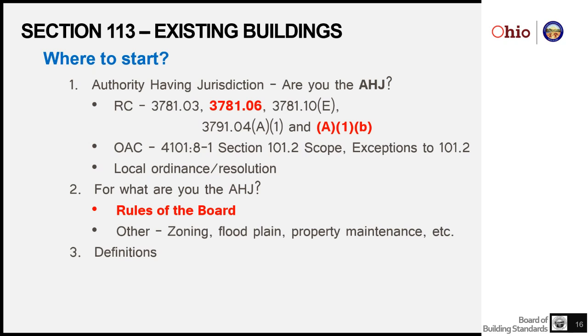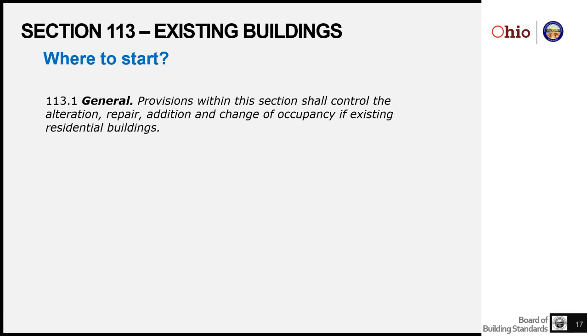So once again, we get back to, if it is a residential building, a 1, 2, or 3 family dwelling, that's not an industrialized unit, not a manufactured home, we're regulated under the residential code. Section 102.7 sends us to section 113. So if we start looking at section 113, it starts off with a fairly innocuous general paragraph, and it says that this section shall control the alteration, repair, addition, and change of occupancy if that work is involving an existing residential building.